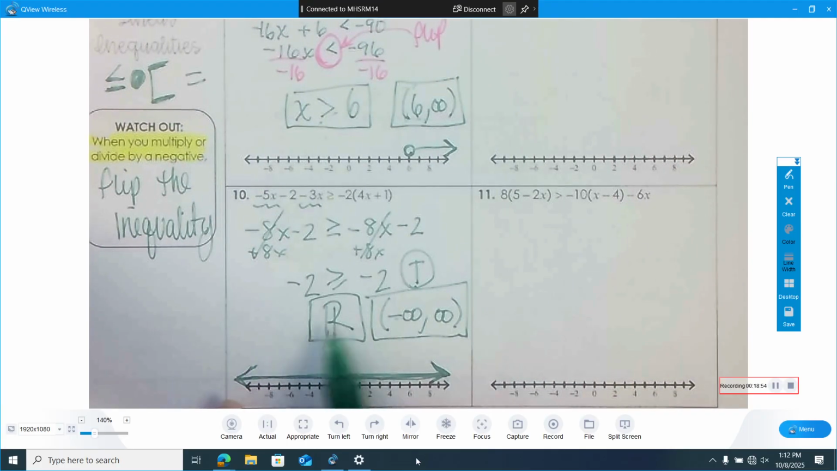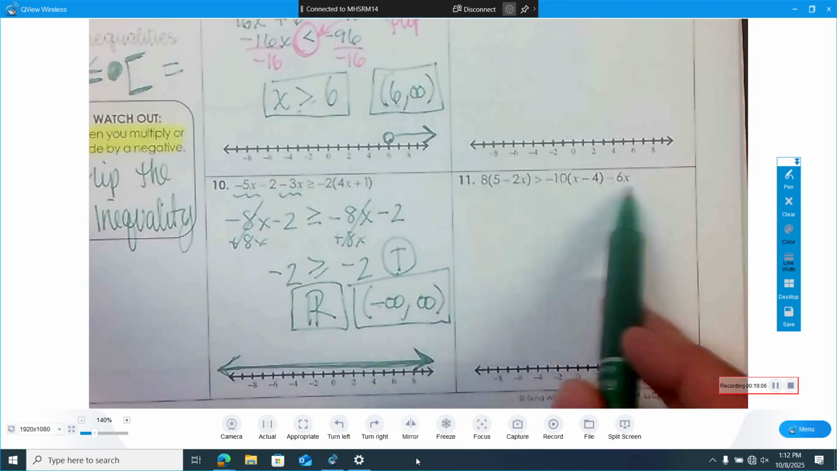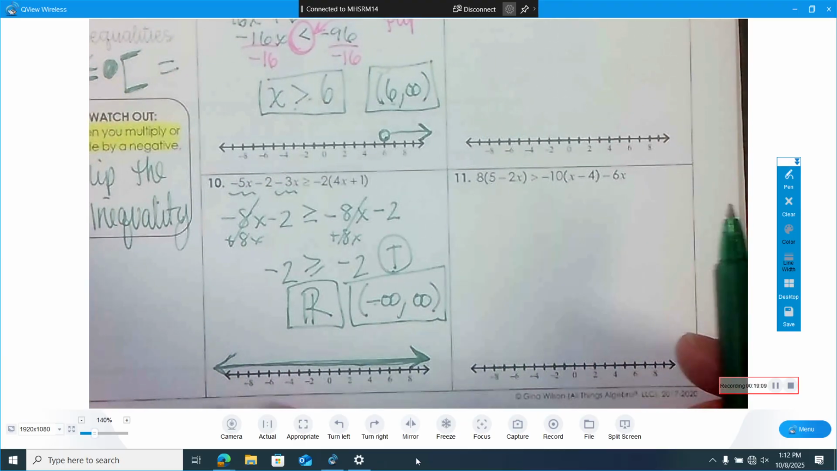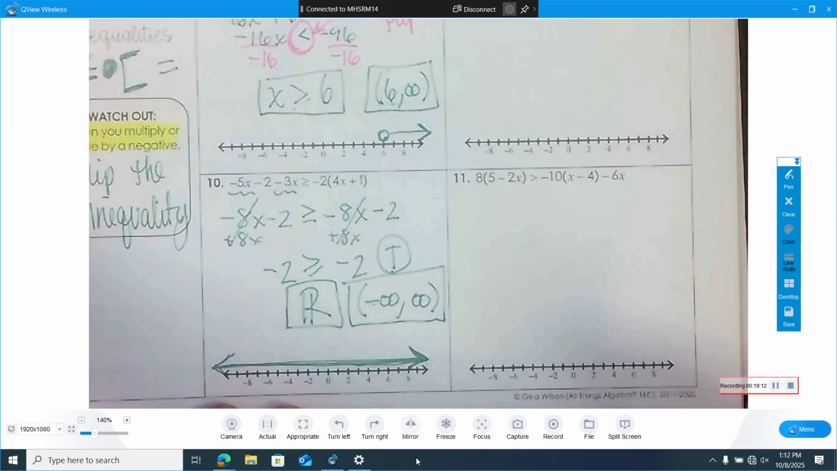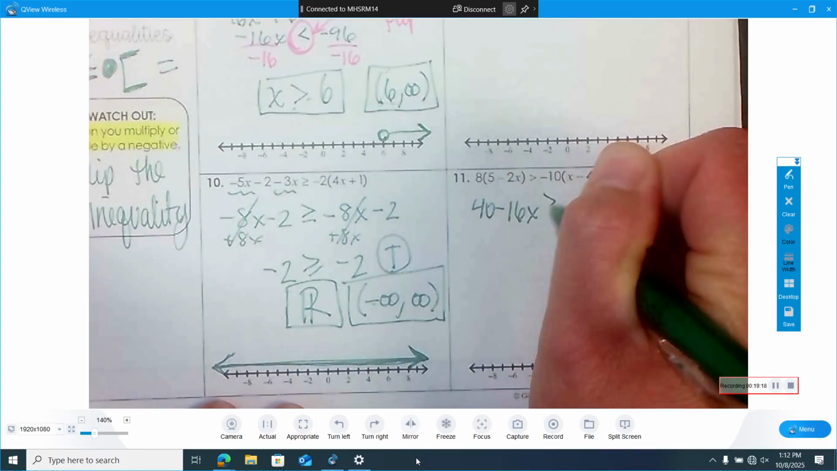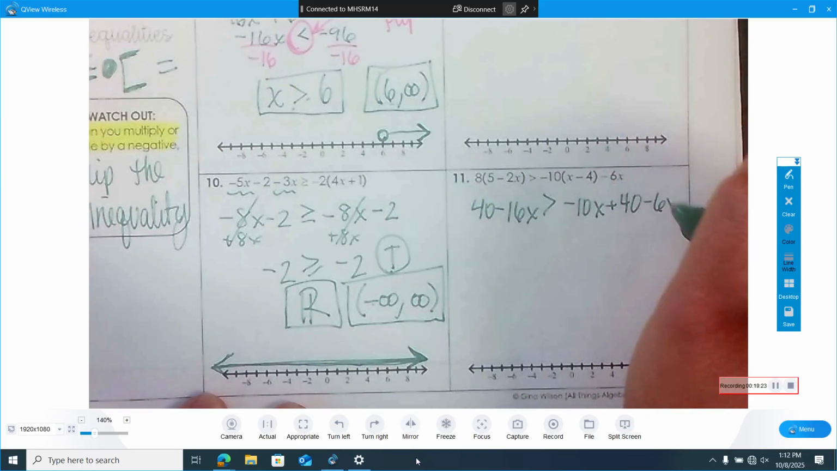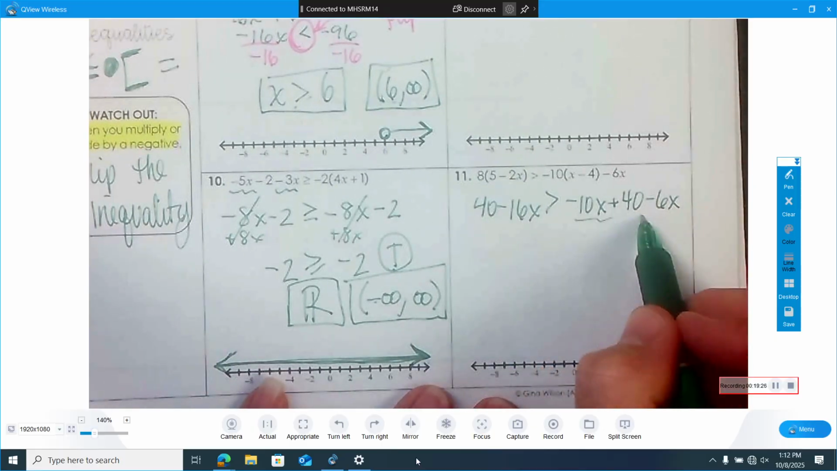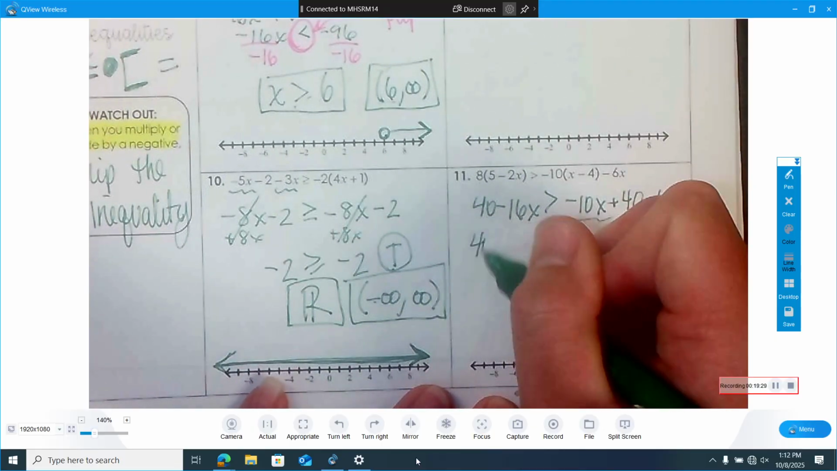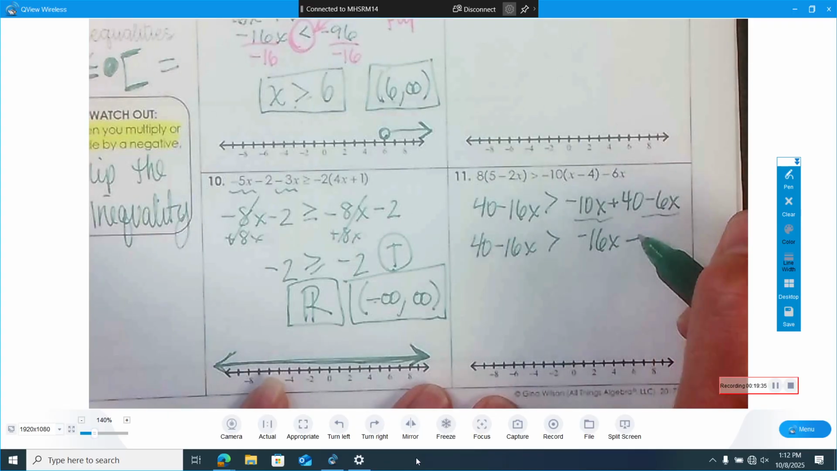So if we have infinite solutions, what's another thing that we could get? No solutions is the other option. Let's see what happens here on number 11. All right, we're going to distribute. Well, what do you get? 40 minus 60. Okay. And then on the right-hand side? Negative 10x plus 40 minus 6x. All right, I'm going to clean up some on the right-hand side. 40 minus 16x is greater than, let's see, we have negative 16x plus 40.